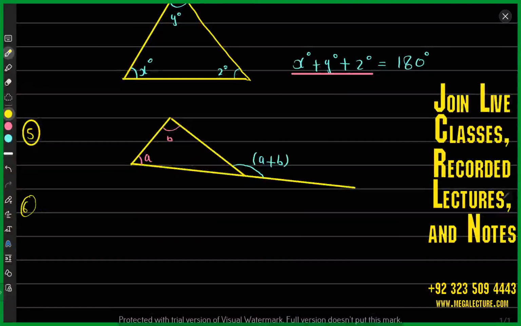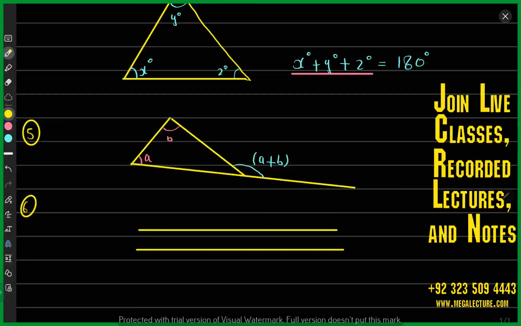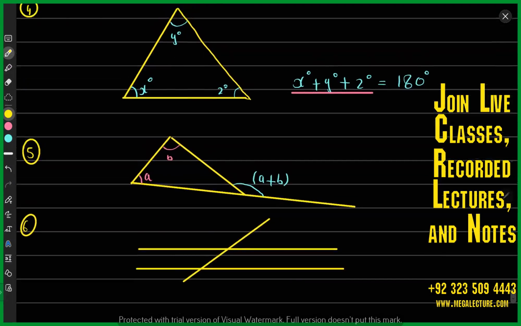Sixth is basically, so we have two perpendicular lines. Now, what exactly do two perpendicular lines look like? They look like this. And then we have a line that is cutting them. This is basically called the transversal. Okay. Let's talk about corresponding angles now.